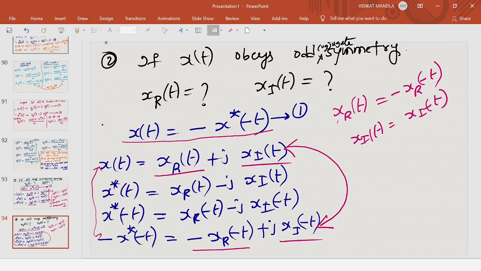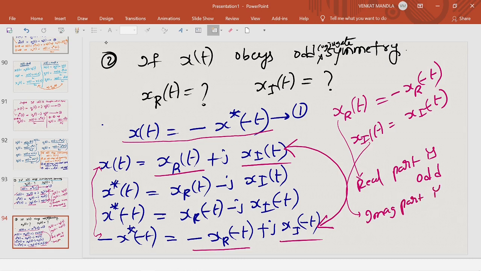So from these two, its real part is odd and its imaginary part is even. So if x of t obeys odd conjugate symmetry, its real part is odd and its imaginary part is even. Okay. So these two inferences are very important when I discuss your Fourier series or Fourier transform, whatever.